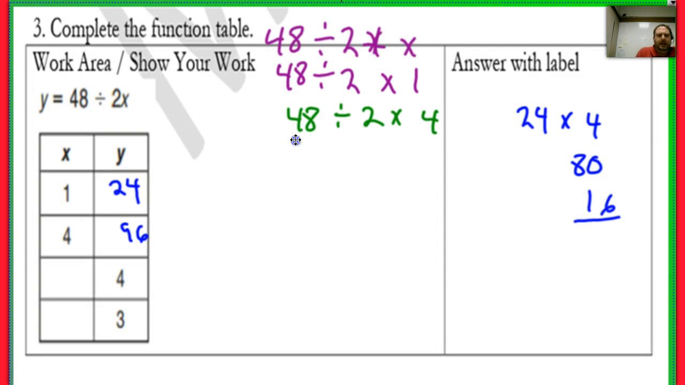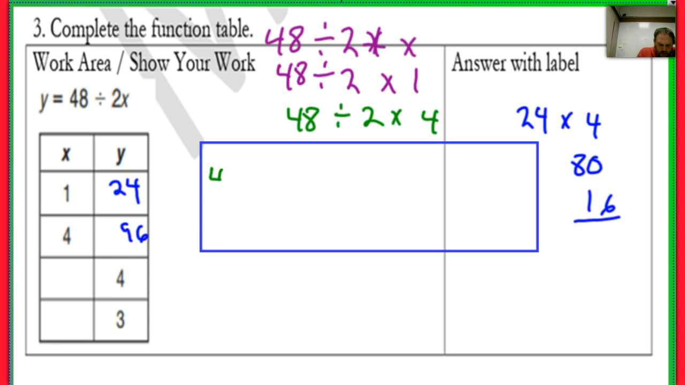Okay. Now I'm going to think about this a little bit. They give you y in the next set of 2 to complete the function table. So I need to change my equation just a little bit. So now I'm going to rewrite it. I'll rewrite the first one as 4 equals 48 divided by 2 times x.